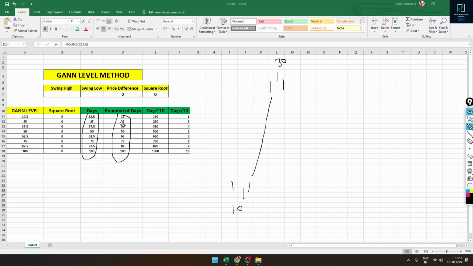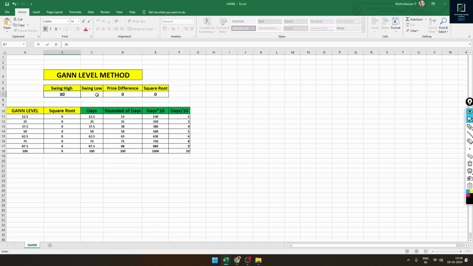And what we are going to do here is, from this swing high, we are going to count the dates. Let me put the value here. Let's say the swing high is 30 rupees and the swing low is 10 rupees. So the difference is 20, the square root value is 4.472, and that 4.472 is multiplied with the Gann levels, and we get the dates with decimals. So I have rounded off the dates to 17, 29, like that.